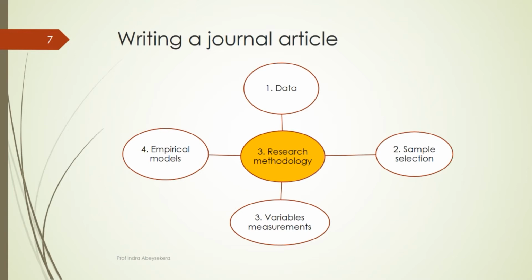The third section is research methodology. In that, we start with the data, that is the subjects or the observations in the study, and then outlining how we selected the sample. Third, we show how we measure the variables. And fourth, we outline the empirical models that will be used to analyze data.